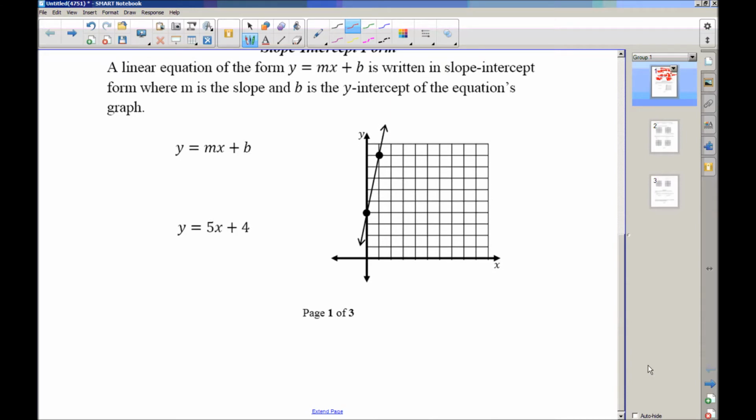Slope-intercept form. A linear equation of the form y equals mx plus b is written in slope-intercept form, and you should have seen a lot of this in Math 8 last year, where m is the slope and b is the y-intercept. So we've learned about these guys already.